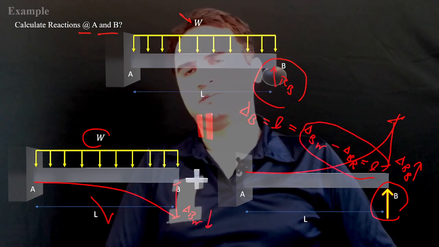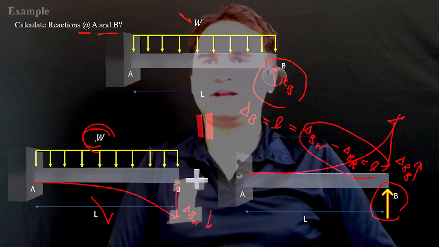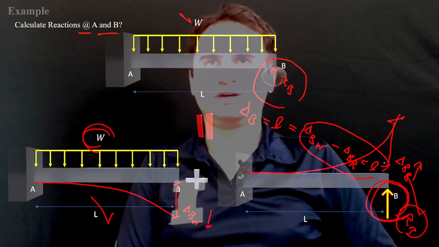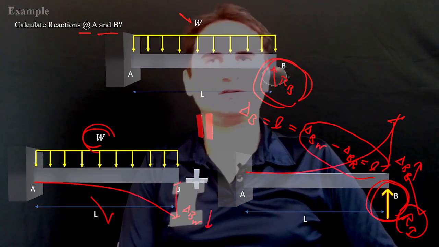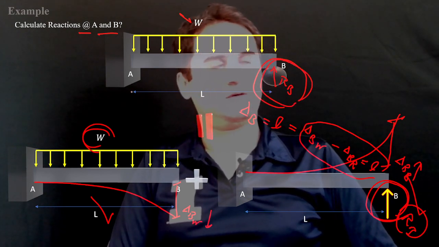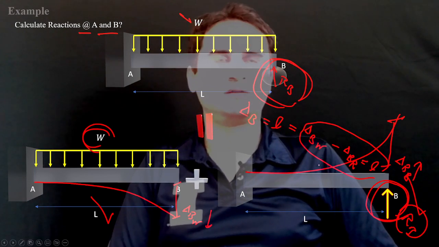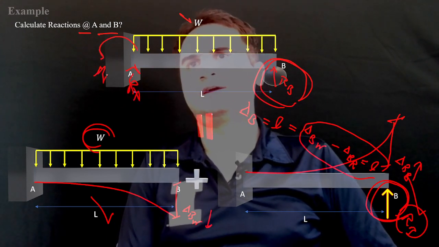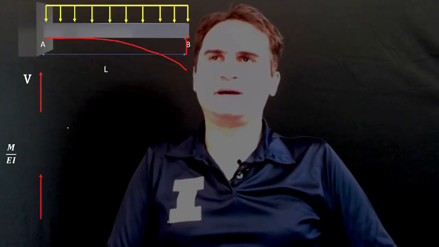Then for delta B W, let's see how we can approach it. The only unknown in this equation is RB. You can calculate one redundant reaction, and with the help of the equilibrium equations, you can get all the other forces and moments, like RA and MA. Let's see how we can approach the problem.